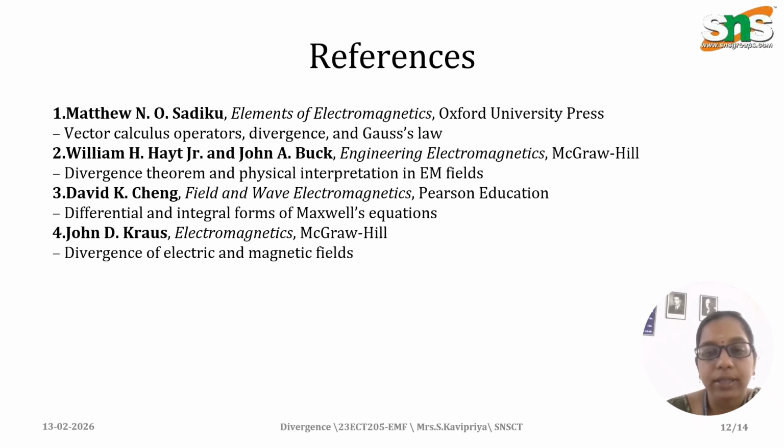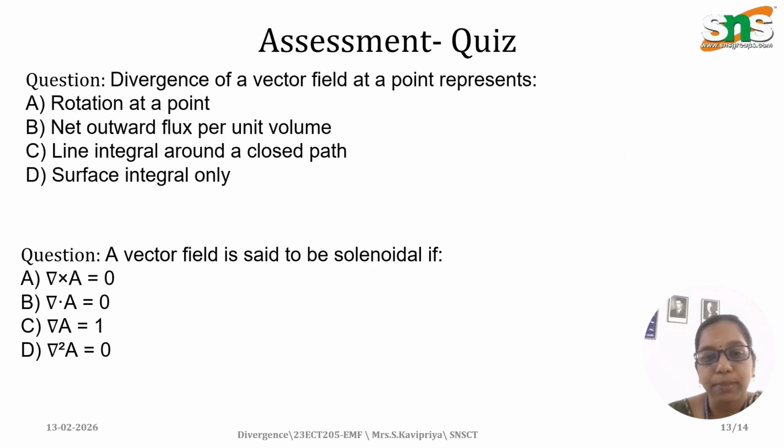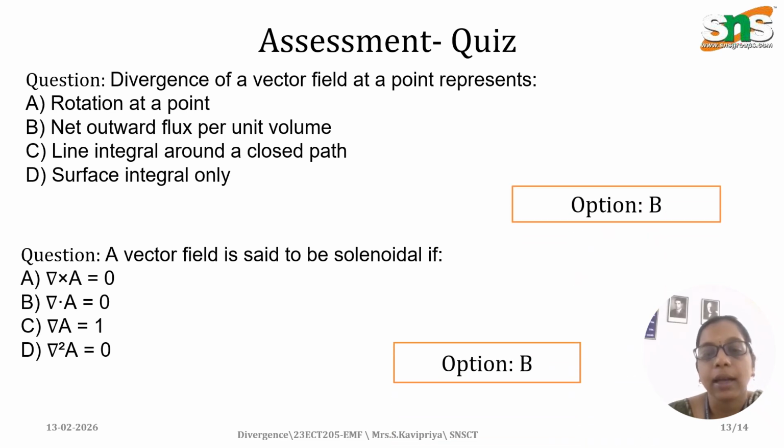These are my references. And finally, assessment. Divergence of a vector field at any point represents the net flow of flux per unit volume. A vector field is said to be solenoidal when the divergence of the vector field is equal to 0.